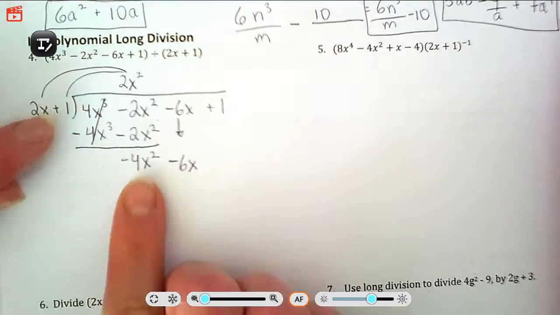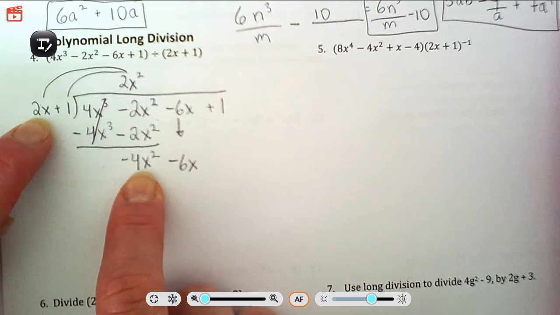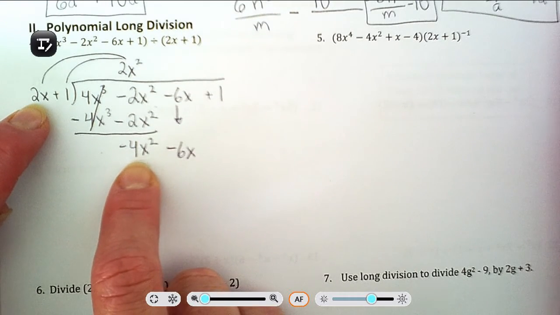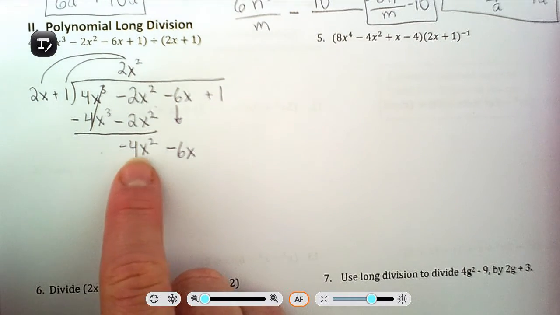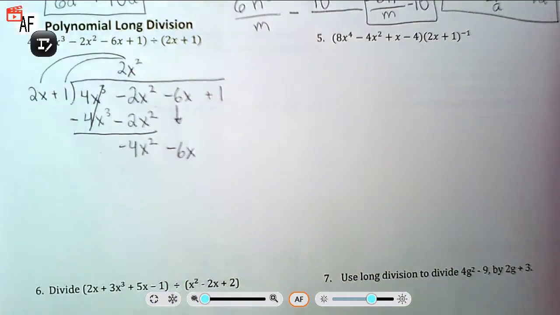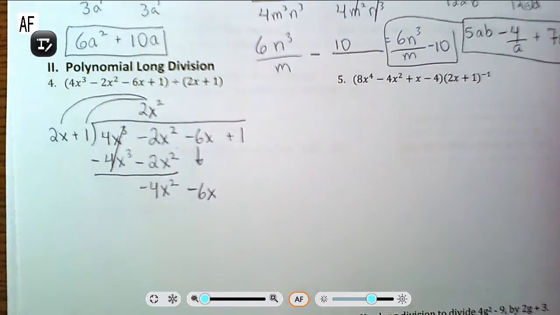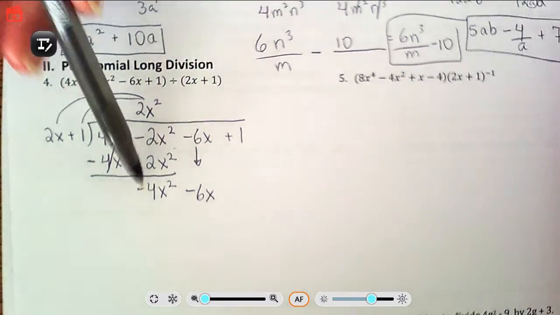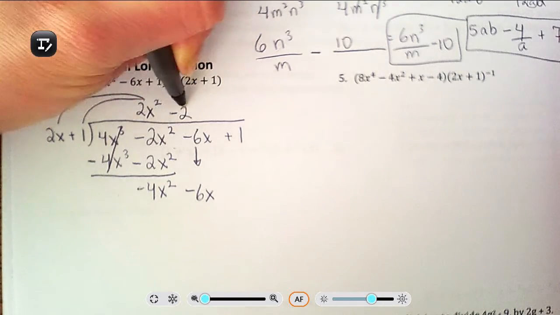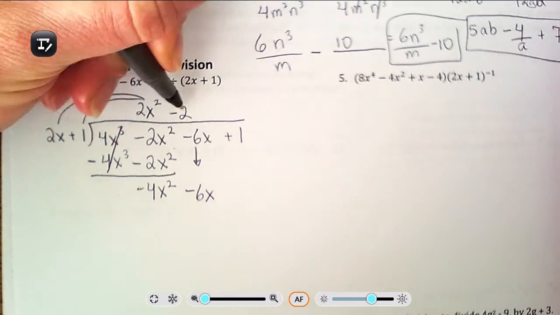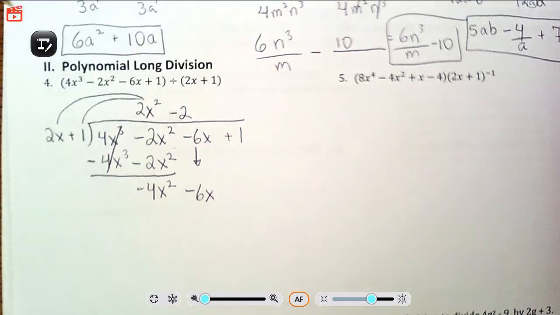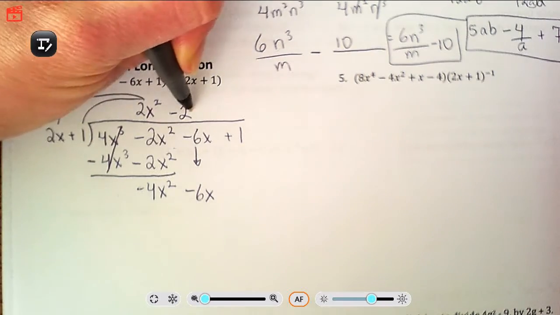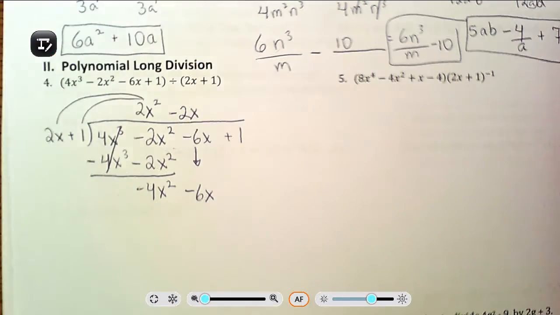Now, do the process over. Look at these left two most terms and try to figure out what times 2x is going to get you negative 4x squared. And we start building that answer up at the top. What times 2 gets you negative 4? Negative 2. Negative 2 times 2 gets you negative 4. And what times x is going to become x squared? That would be x. X times x gets you x squared.